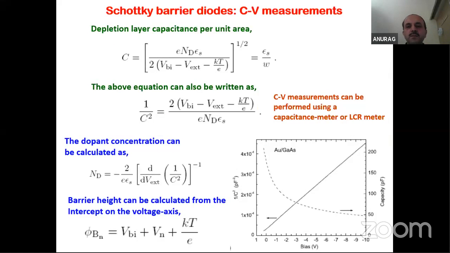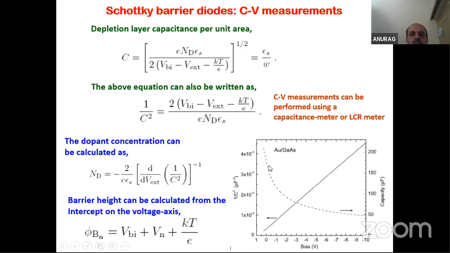Finally, I will stop here: for the Schottky barrier diode, you can also do CV measurements, and a Schottky diode is something like a parallel plate capacitor. The capacitance per unit area is given by epsilon S by W, where W is the thickness of the depletion region. It is related to this equation: square root of q N D epsilon S by 2 times (VBI minus V external), where VBI is the built-in potential and V external is the extra voltage which we are applying. If I rearrange this equation to 1 by C square equals 2 (VBI minus V external minus kT by q) by q N D epsilon S, I can now plot a graph.